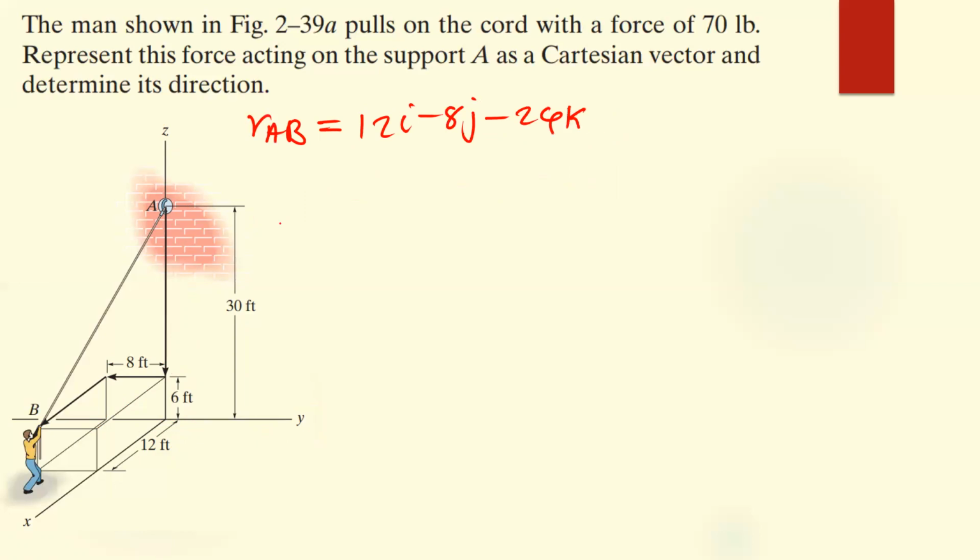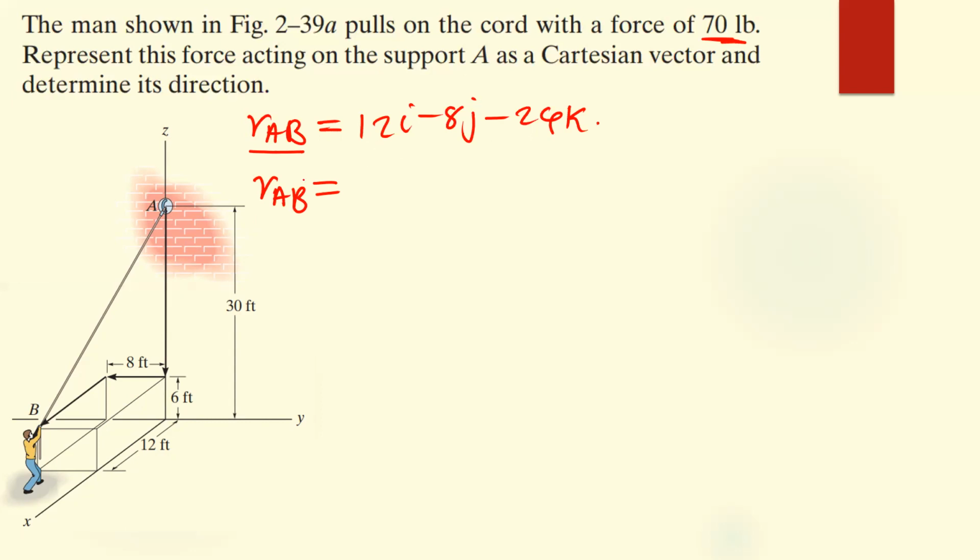Okay, so the question is asking us to do what? To represent the force acting on the support A as a Cartesian vector. So we want to represent 70 as a Cartesian vector. So how do we do that? We find the unit vector in the direction of AB. So how do we find the unit vector in the direction of AB? We find the magnitude of AB first.